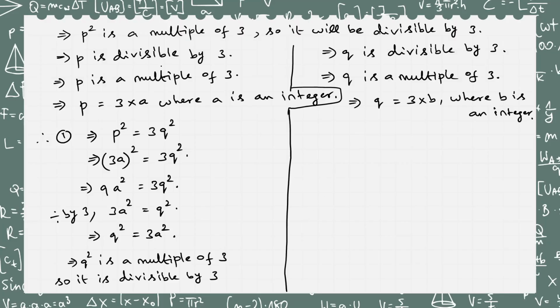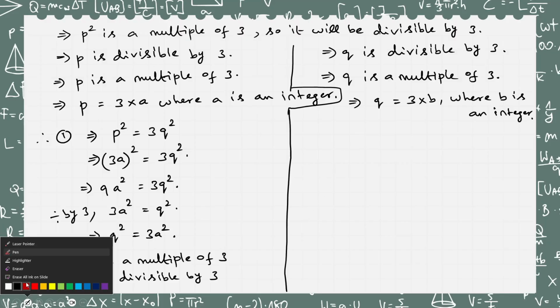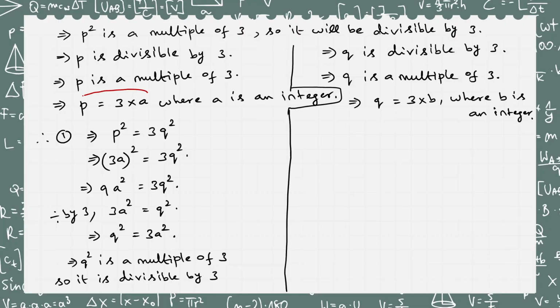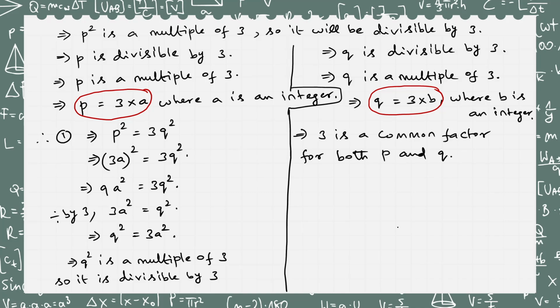Okay, now look at p's value. p's value is 3 into a and q's value is 3 into b. What do you mean by that? Yes, 3 is a common factor in both their factorizations, right? Is it allowed for us?